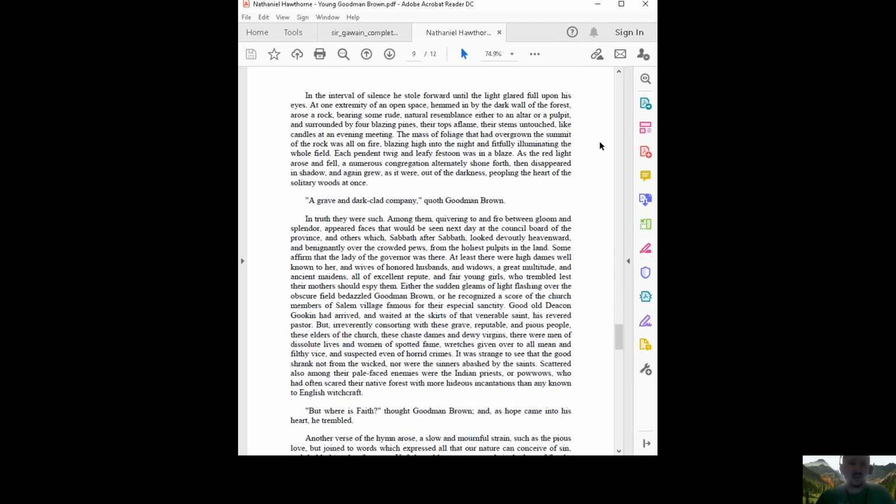In the interval of silence, he stole forward until the light glared full upon his eyes. At one extremity of an open space, hemmed in by the dark wall of the forest, arose a rock, bearing some rude, unnatural resemblance either to an altar or a pulpit, and surrounded by four blazing pines, their tops aflame, their stems untouched, like candles at the evening meeting. The mass of foliage that had overgrown the summit of the rock was all on fire, blazing high into the night and fitfully illuminating the whole field. Each pendant twig and leafy festoon was in a blaze. As the red light arose and fell, a numerous congregation alternately shone forth, then disappeared in shadow, and again, as it were, out of the darkness, peopling the heart of the solitary woods at once.